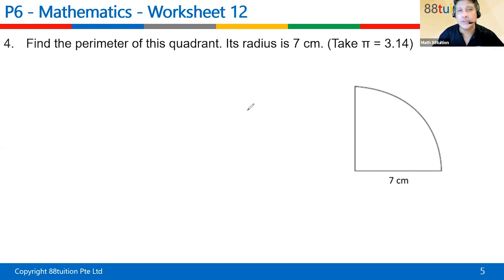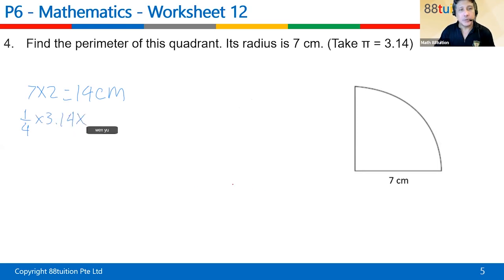Okay, let's go back into question 4 first. Question 4 should be by Wen Yu. So now this time you're looking at a quadrant. And the question is asking for perimeter. So you must work carefully. Remember to use the correct formula.